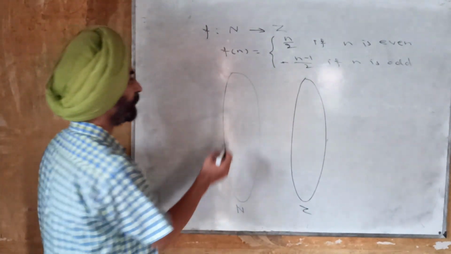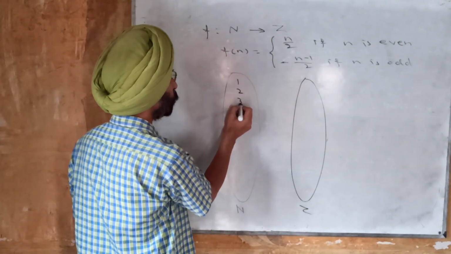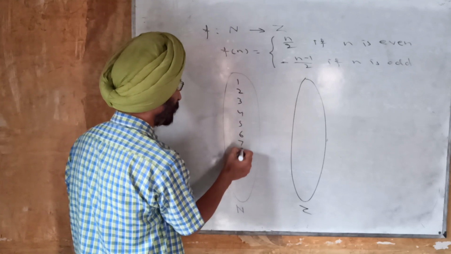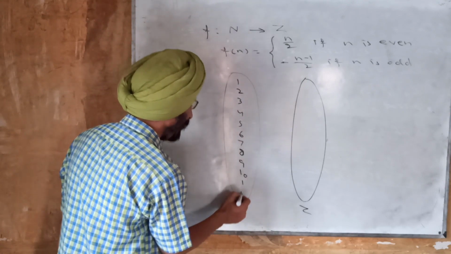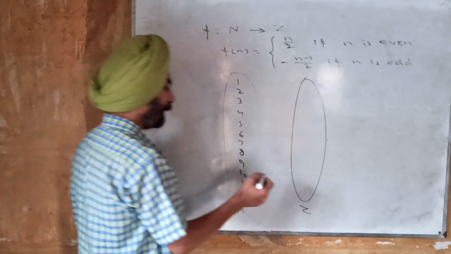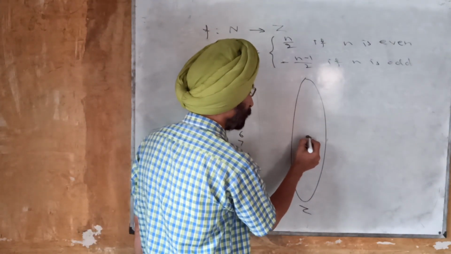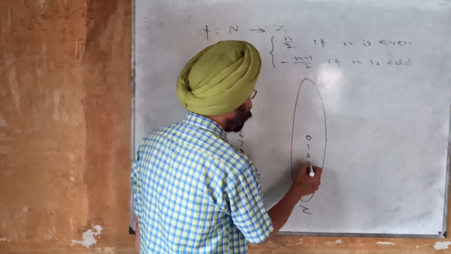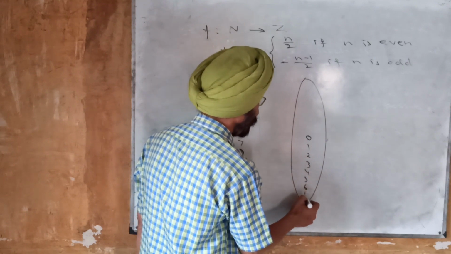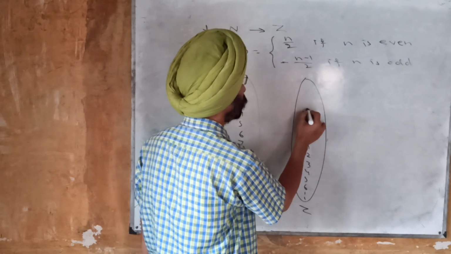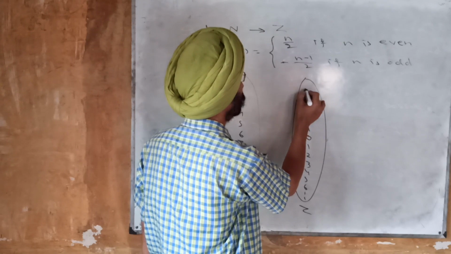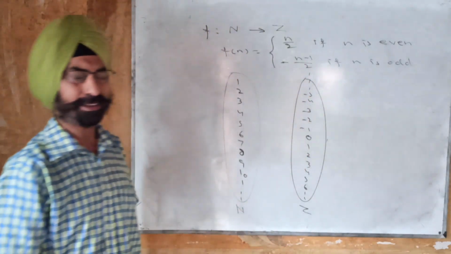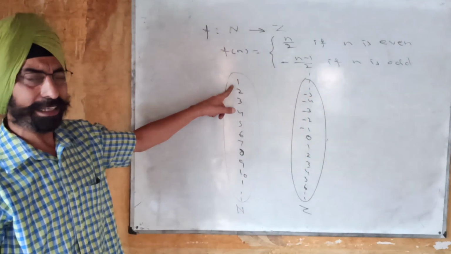Members of N are 1, 2, 3, 4, 5, 6, 7, 8, 9, 10 and so on. On the other side, members of Z are, starting from 0 here, 1, 2, 3, 4, 5, 6 and so on, minus 1, minus 2, minus 3, minus 4, minus 5 and so on, both sides. What is the image of 1?